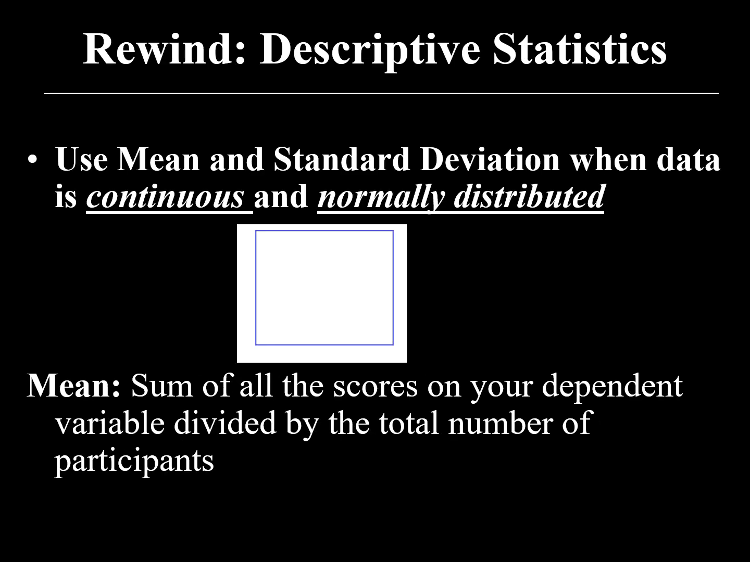Now, before we move forward any further, it's probably a good idea to talk about where these numbers are coming from. So the t-test is using descriptive statistics, mean and standard deviation. And we use mean and standard deviation when the data is continuous and normally distributed. That's why one of our assumptions of the between subjects t-test is that our outcome is normally distributed. So in the case of mean, we're simply summing all the scores of our dependent variable divided by the total number of participants, and we're doing this for each group.